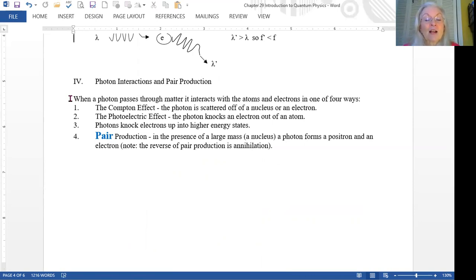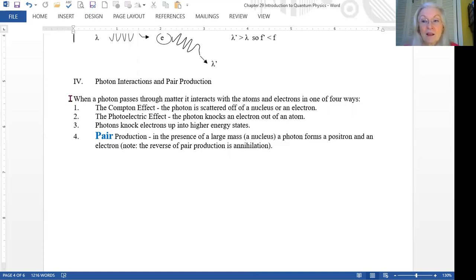It'll either interact by the Compton effect, the photoelectric effect, or the photons could knock electrons up to a higher energy state. And then when they fall back down, usually the energy is released as visible light. Or you could have something called pair production. That happens in the presence of a large nucleus where you've got a photon forming a positive electron and a negative electron, and they travel off.